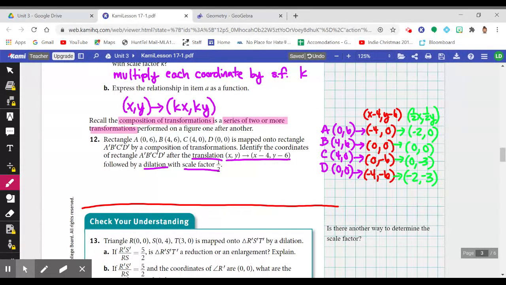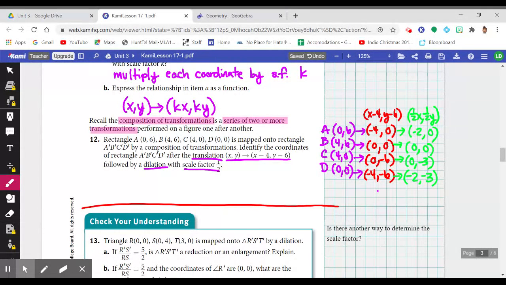So here is that work over here. So here are all our pre-image points. So if we use the first translation function, x minus 4, y minus 6, we get these coordinates. That's where A, B, C, and D go after the translation. And then we have to do one more transformation using that scale factor 1/2. So A prime is now located at (-2, 0). B prime is located at (0, 0). C prime is located at (0, -3). And D prime is located at (-2, -3). So after a translation, then a dilation, that's where those points would end up.